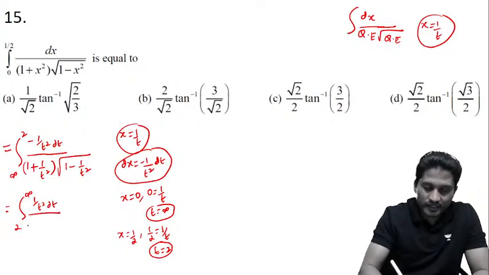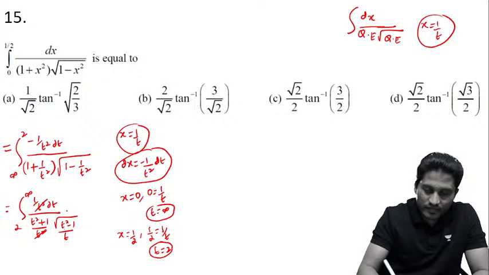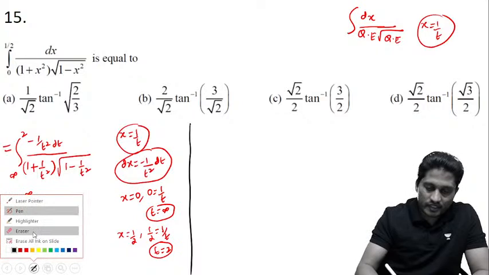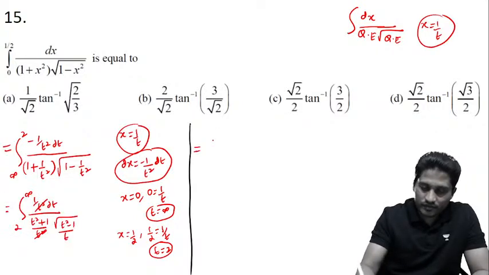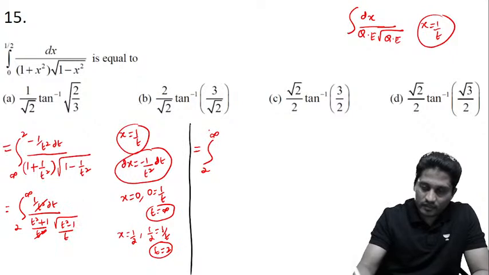Now if I cross multiply, you will get (t^2 plus 1) upon t^2. This fellow will cancel. If I cross multiply, root of (t^2 minus 1), root of t^2 is under the root. If you take it outside the root, it is t. Now this is equal to, this goes to the numerator, integration of 2 to infinity of t dt divided by (t^2 plus 1) into root of (t^2 minus 1).